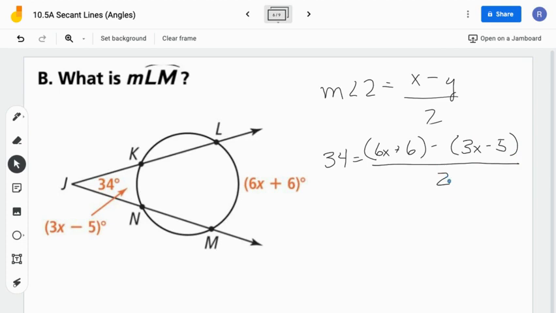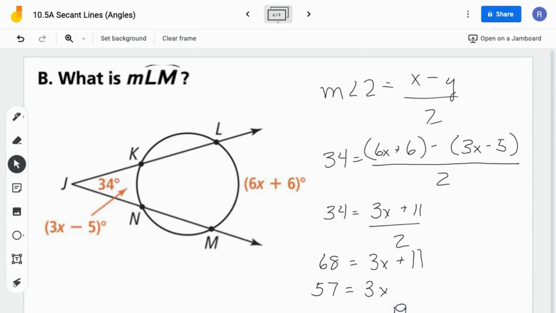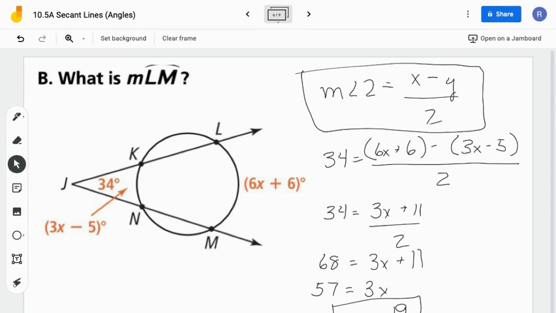Now I want to start to simplify this, start to use some algebra on it. So 6x minus 3x is 3x, and 6 minus a negative 5 is 11. Okay, so now it looks like algebra. We need to keep solving this in order to find that x value. At the end, we will find that x is equal to 19. So we've used this equation because they intersect outside of the circle, and we're able to solve for x.